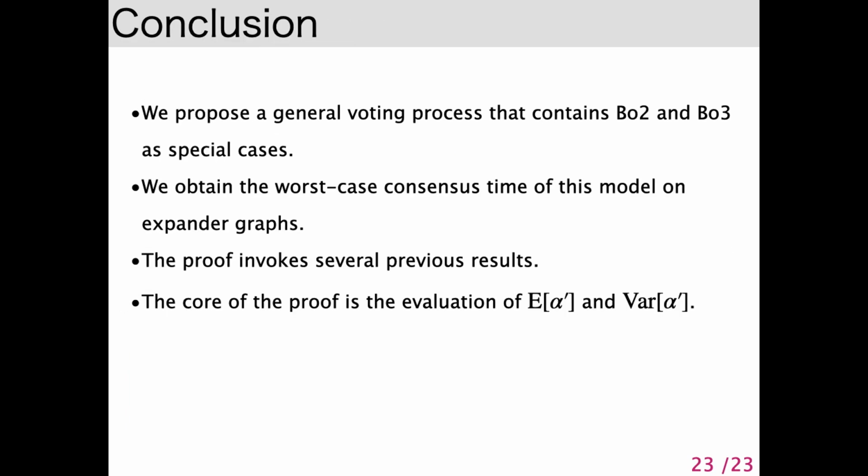Here is the conclusion. We propose a general voting process that contains best of 2 and best of 3 as special cases. And we obtain the worst-case consensus time of this model on expander graphs. The proof uses several previous techniques. But the core, our technical ingredient, is the evaluation of the expectation and the variance of alpha prime.